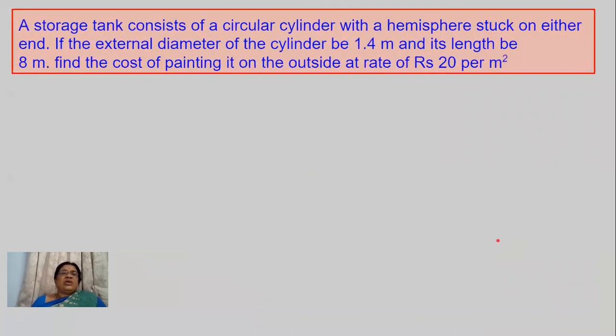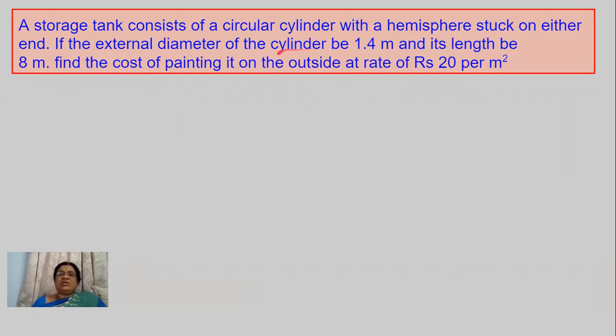One more example I'll explain. See, one more example I have taken. This time I have taken a storage tank. A storage tank consists of a circular cylinder with two hemispheres stuck on either end, and the external diameter of the cylinder is given. How much is it? It is 1.4 meters, and the length is 8 meters. So find the cost of painting the outside.